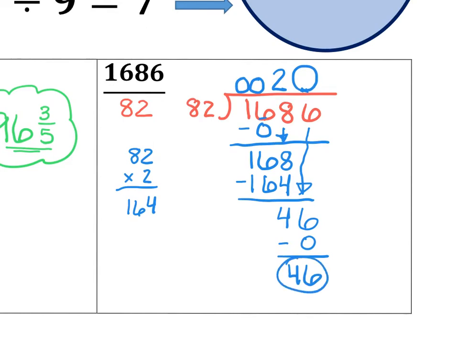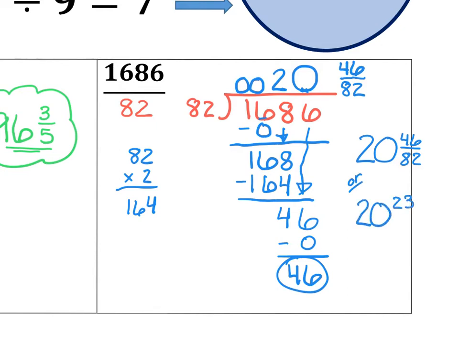Now I can write the remainder part of my quotient. So 46 is what's left of my dividend. My divisor goes on the bottom, 82, and I have 20 and 46/82. If I want to simplify that, maybe you notice those are both even numbers. It would be 20 and half of 46 is 23, half of 82 is 41, and now I can't simplify that further.